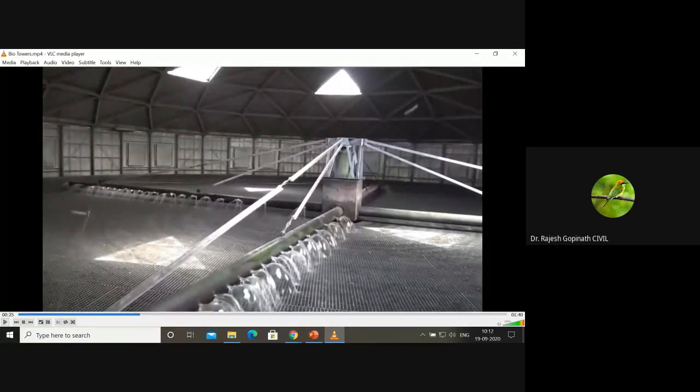In a trickling filter also the same thing happens. There are these four rotating arms which rotate at a very slow pace throughout the entire circumference. Okay, same working principle, same operation.